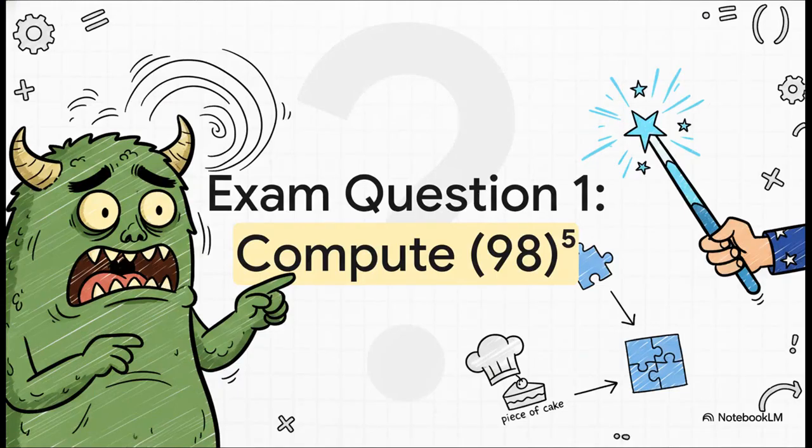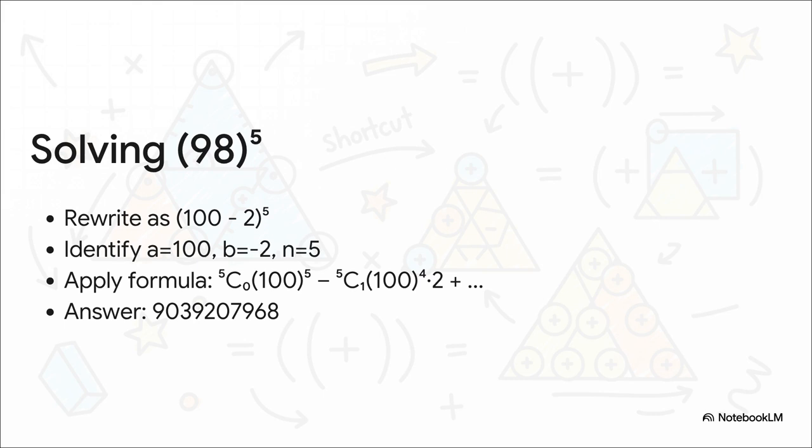Let's go all the way back to our very first challenge, that scary-looking 98 to the 5th. Well, now, with our new tool, this thing is going to be a piece of cake. Let me show you how. So the first trick here is to rewrite 98 as something easier, like 100 minus 2. Now it's so simple. Our a is 100, our b is -2, and our n is 5. We just plug these values into the formula we just learned, term by term. After some simple calculations, you get the final answer. 9 billion, 039 million, 207,968. See? No painful multiplication at all.